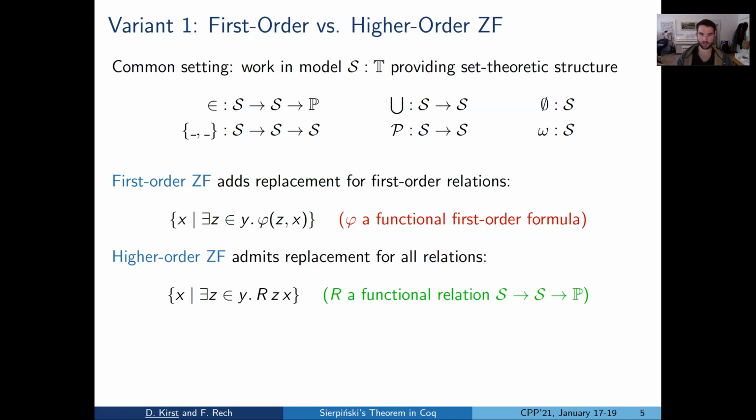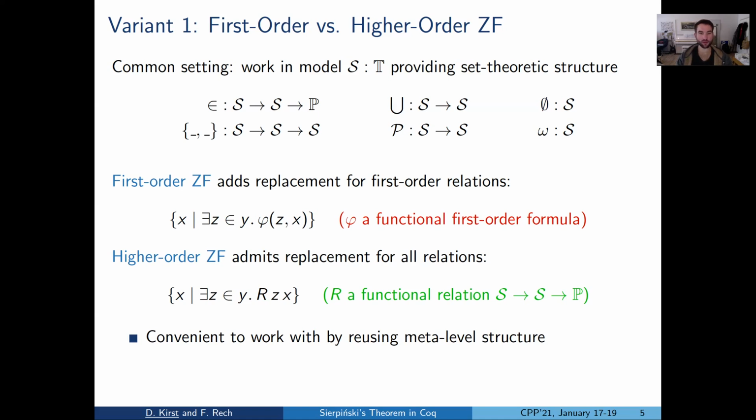And this is exactly done in a higher-order formulation of the replacement axiom, where we just allow forming the replacement set for any functional relation on the type of sets, not just the first-order definable ones. And this is more convenient to work with in already two ways. The first way is because this statement is really easy to write down. We don't have to presuppose some notion of first-order logic for it.